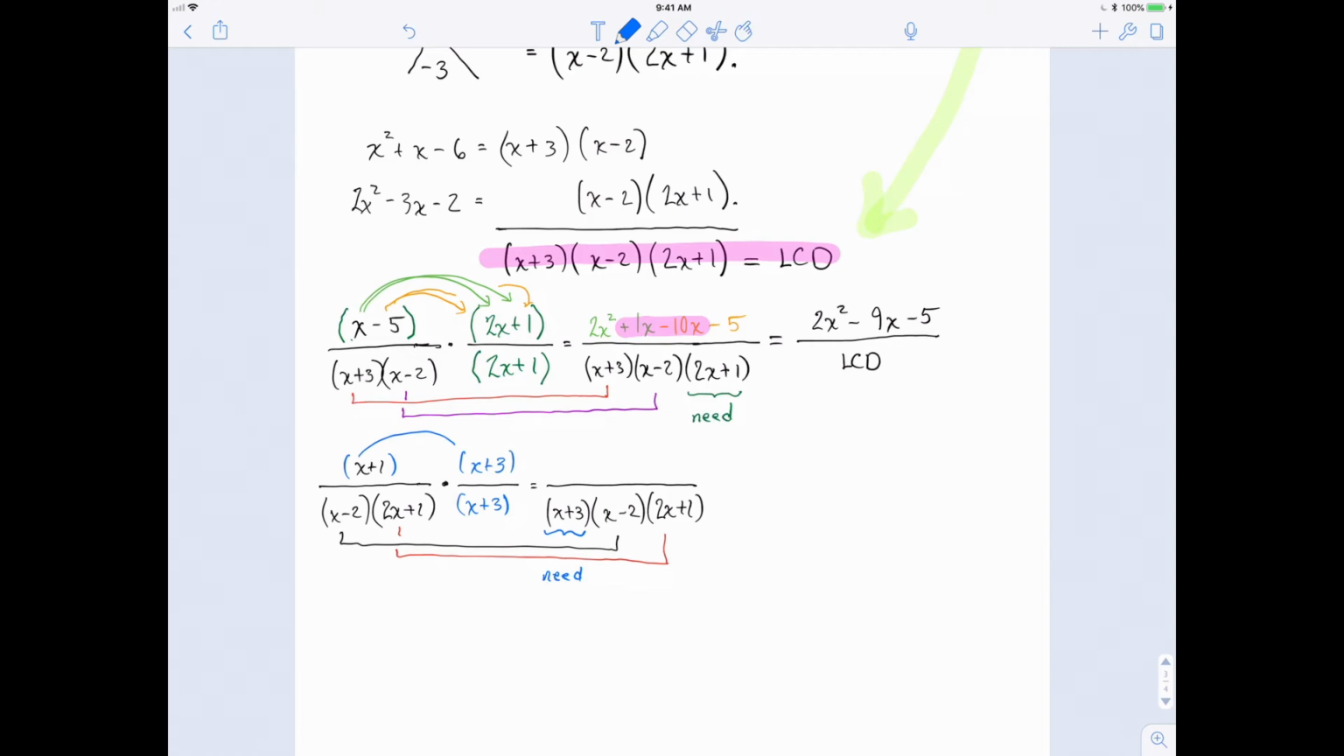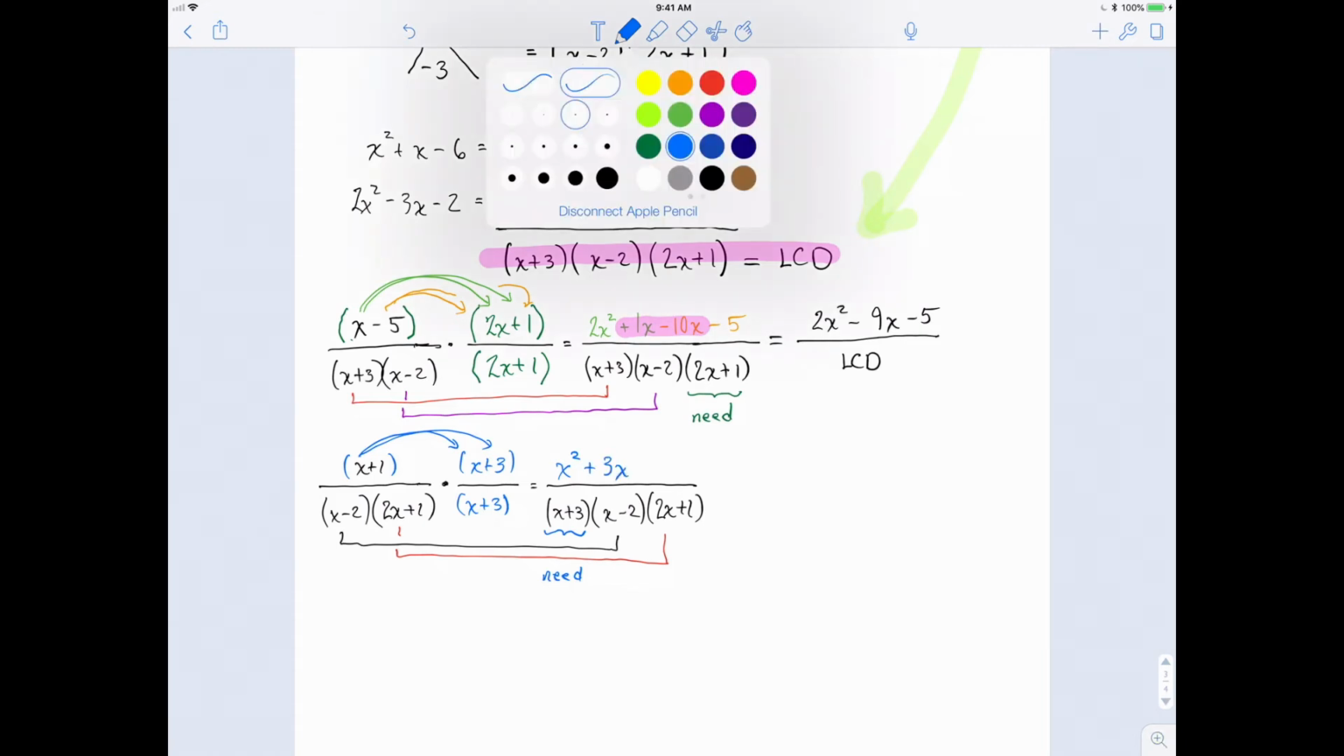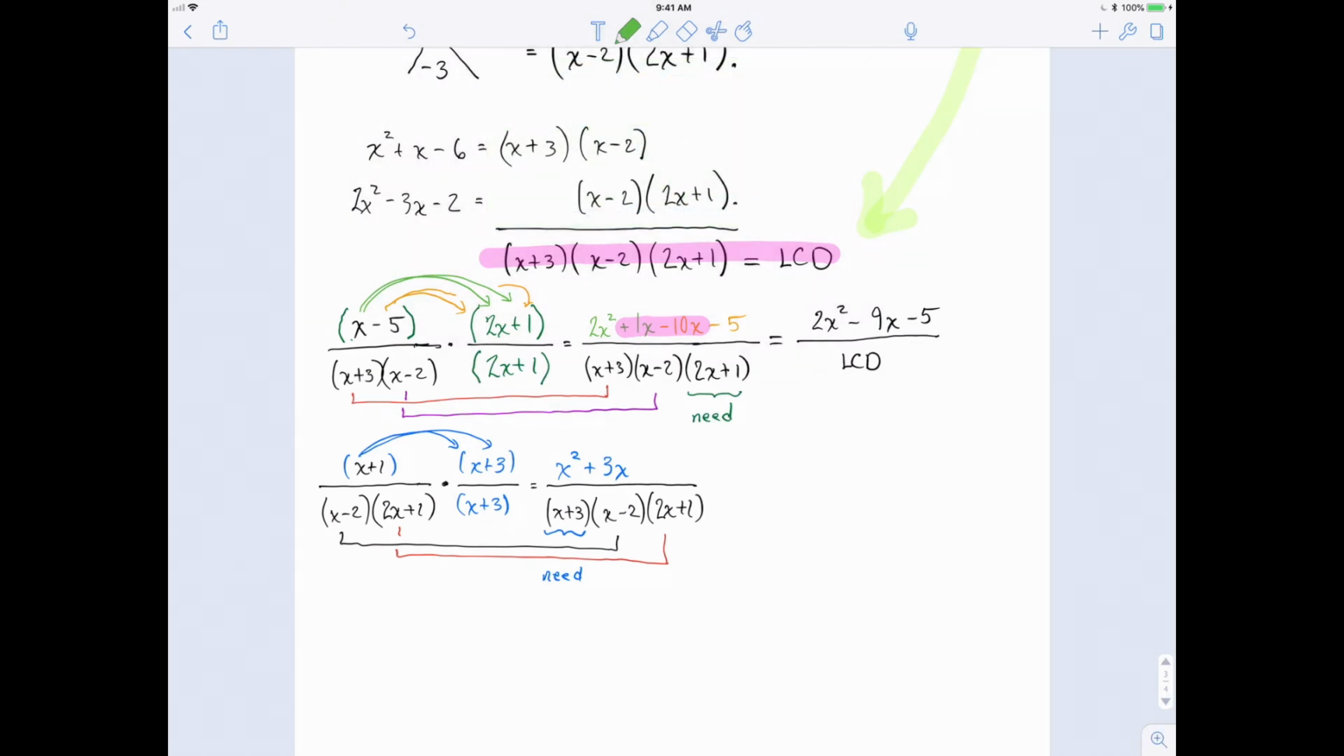Now we can distribute. I go x times x to get an x squared. X times 3 to get a plus 3x. Let's grab another color. How about green? Then I go 1 times x, or plus 1x, and then a 1 all the way over here times 3 to get 3. Okay, back to our black pencil. Let's put this all back together. I have x squared plus 4x plus 3 all over the LCD.